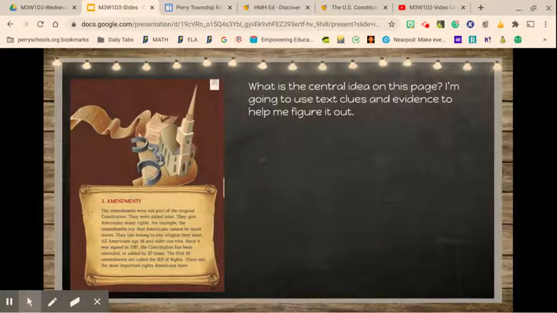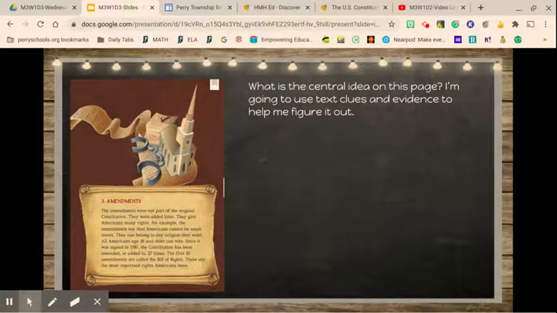All right, so we're looking at the third section, the amendments, and we're going to be looking for the central idea of this passage. And the way that we're going to do that is to use text clues and evidence to help me figure it out. So on the left reading, the amendments were not part of the original Constitution. They were added later. They gave Americans many rights. For example, the amendments say that Americans cannot be made slaves. They can belong to any religion they want. All Americans age 18 and older can vote.